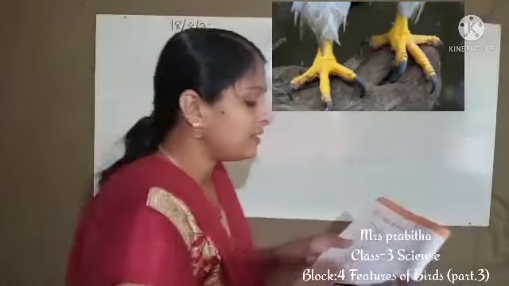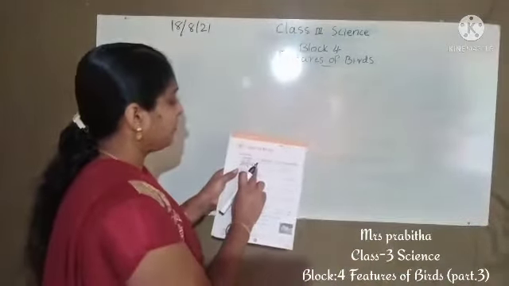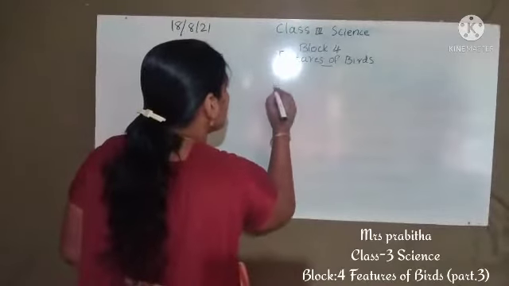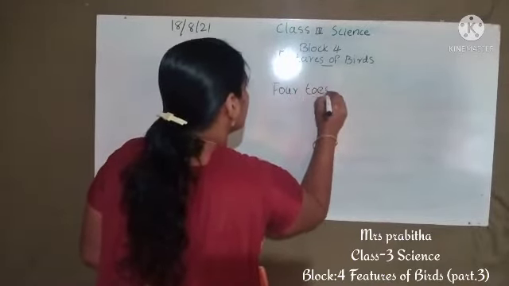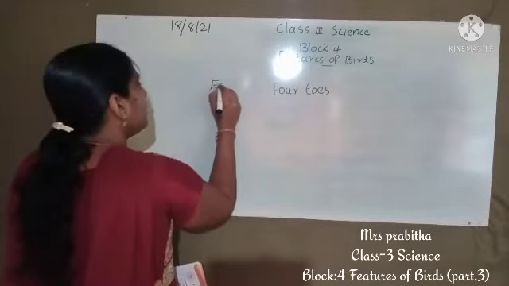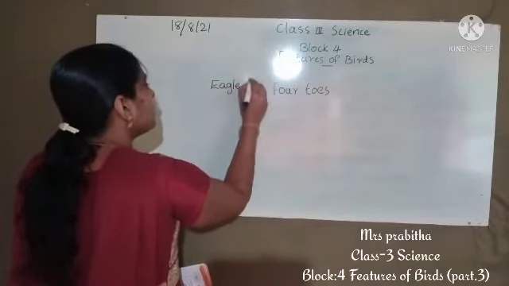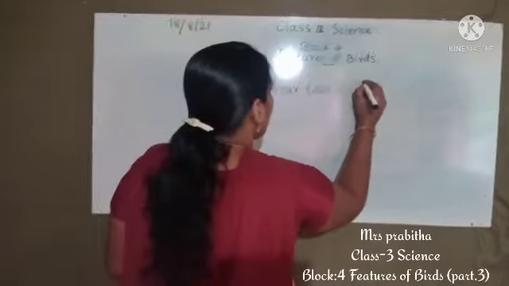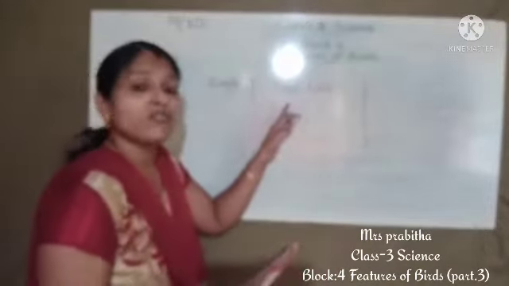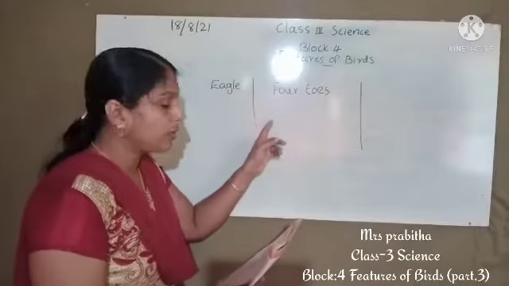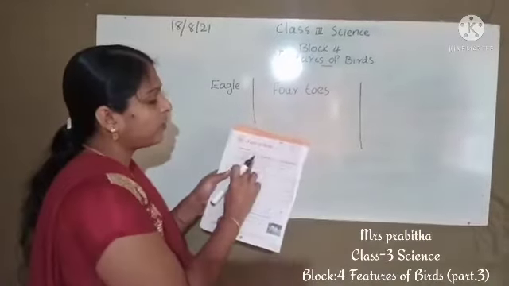Yes, we can find that this foot has 4 toes. So first we have to write, 4 toes are there. It is the feet of an eagle or vulture. How many toes are there? 4 toes. We can find 4 toes.